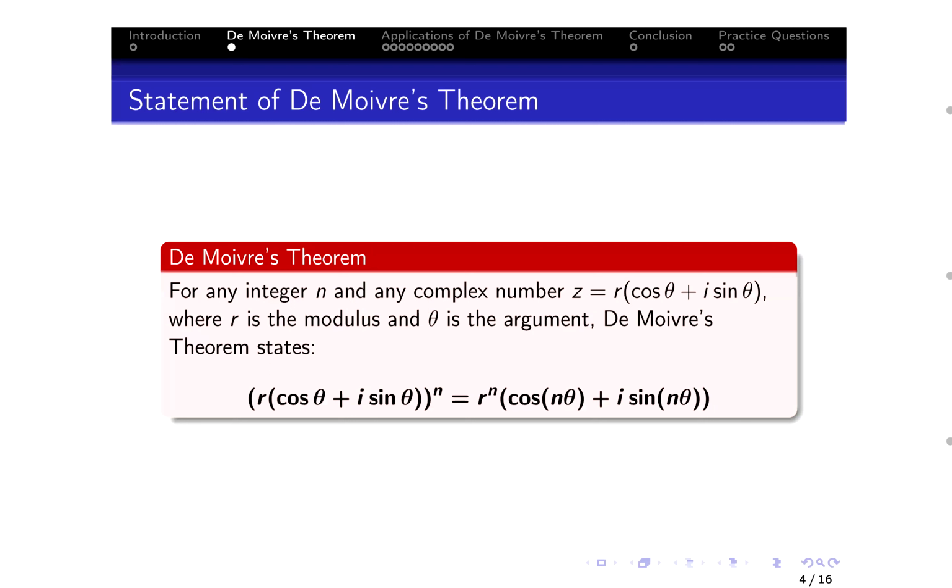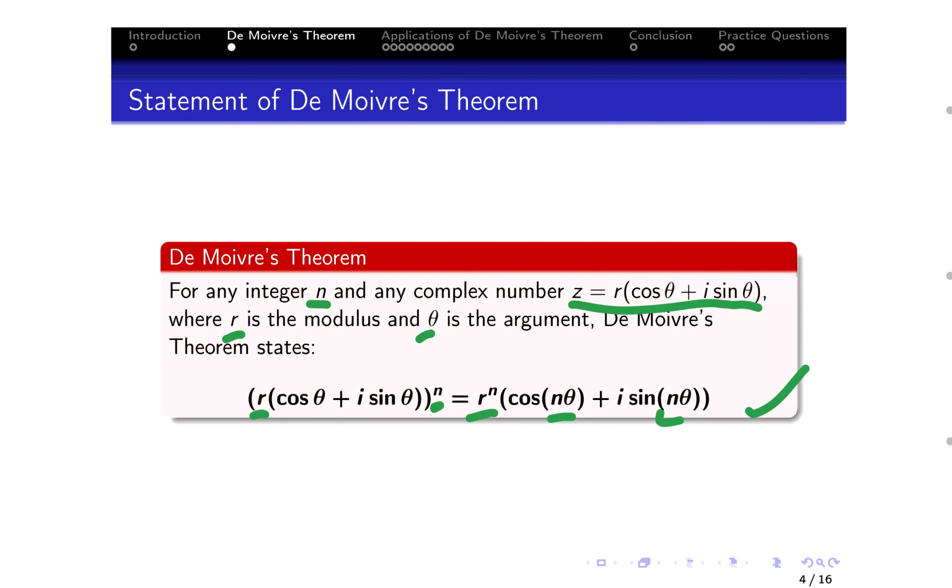for any integer n and any complex number z, which is r cos theta plus i sin theta, where r is the modulus and theta is the argument or the angle, De Moivre's theorem states this: if r into cos theta plus i sin theta is raised to power n, then you can now express that as r raised to power n, and then cos n times theta. So you see the r is carrying the power, but the angles are multiplied by the power to which the expression is raised.